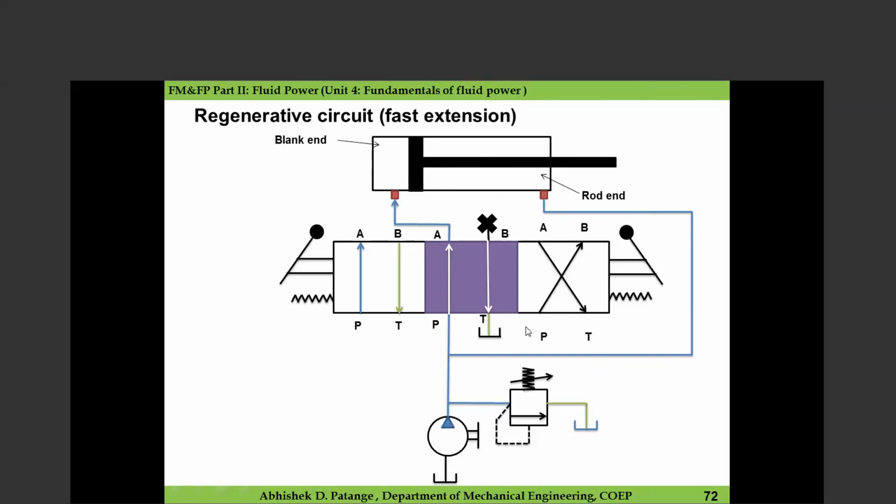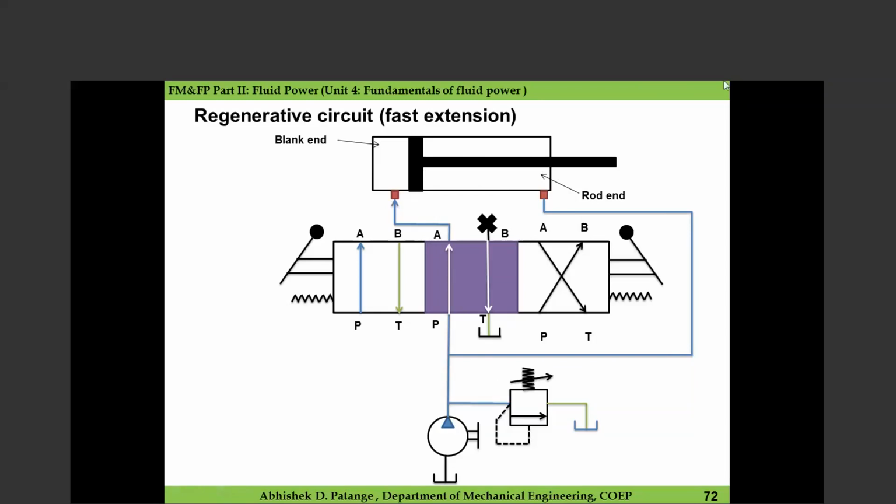There is no other option for the liquid which is available at the rod end other than that it has to come out from the rod end side and supply again to the pressure line. So this is how the proportion of the area of blank end and rod end will decide whether the piston will move from left hand side to right hand side or right hand side to left hand side. Okay, so I hope you have understood this.